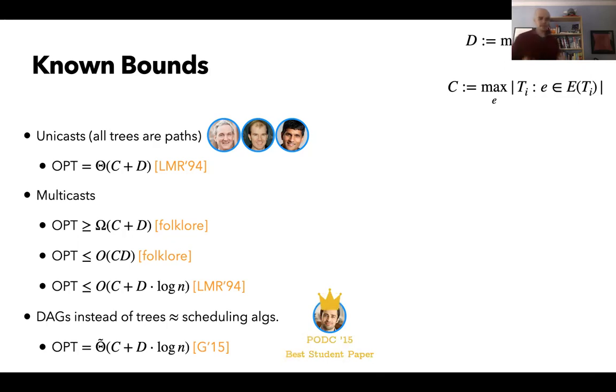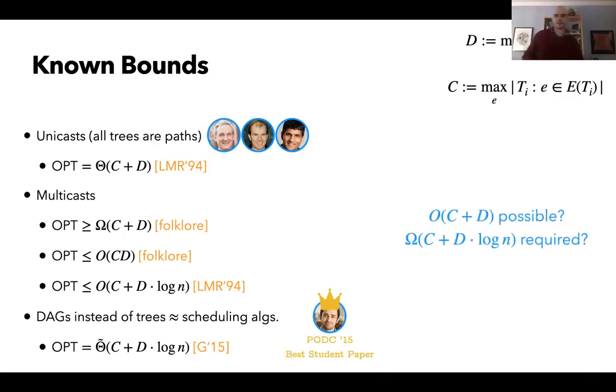So given the history, there are two very natural questions you might ask. Multicasts lie between unicast and DAGs. So are they on the unicast side in terms of complexity? Like, can we get a C plus D length schedule for multicast? Or are they more on the DAG side? Like, is this (C plus D) times log n that's required for DAGs also required for multicast, i.e. trees?